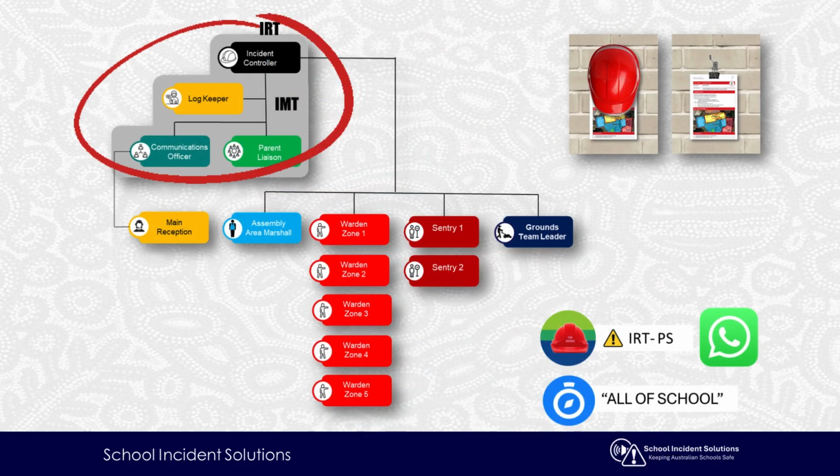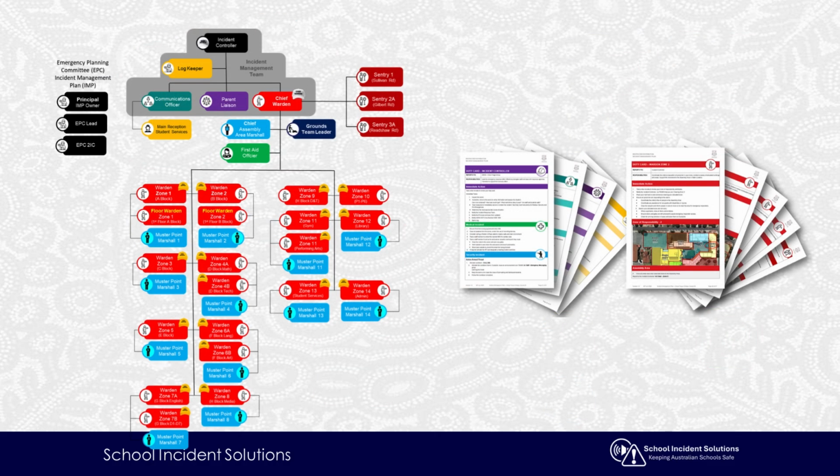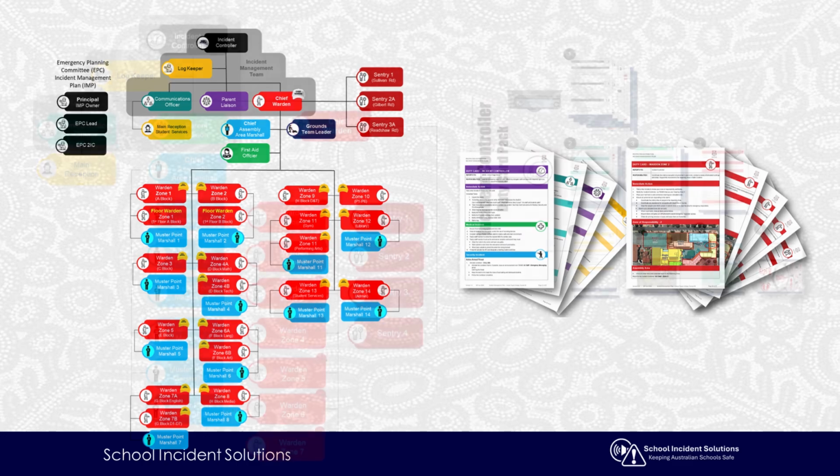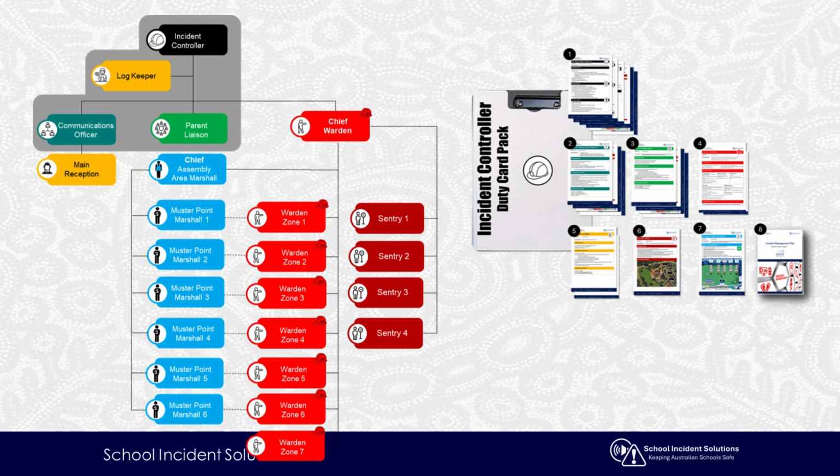The management team is engaged in every incident, whether it occurs on campus, off campus, during school hours, or after hours. The size and structure of a school's incident response team should reflect the school's specific context. Each nominated role is supported by a dedicated duty card, providing clear, concise instructions tailored to that position. These duty cards should be placed in easily accessible locations to ensure they can be quickly retrieved when needed.